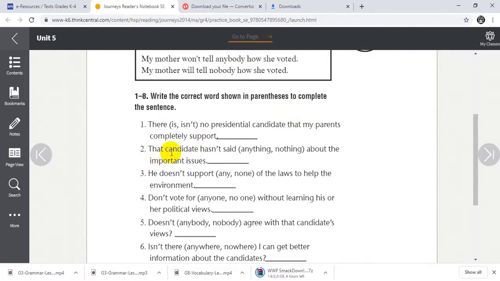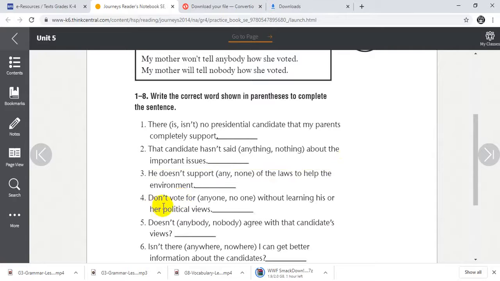Okay, number 2. That candidate hasn't said anything or nothing about the important issues. We're going to say hasn't said anything. Why? Because hasn't here is what has not. Not is a negative, so we cannot use nothing, which is another negative. Only one negative per sentence, remember? Number 3. He doesn't support any or none of the laws to help the environment. Doesn't, negative, right? None, negative, so we cannot use none, so we're going to use any. Okay? Any of the laws. Okay?